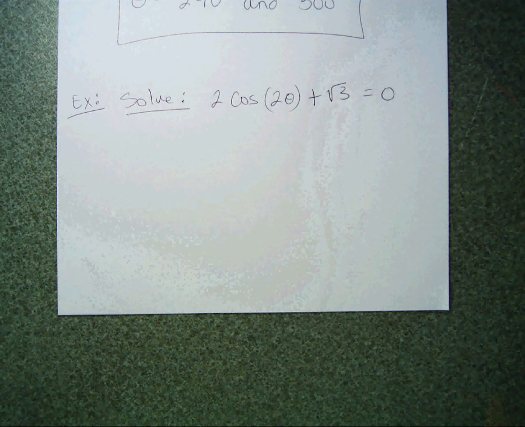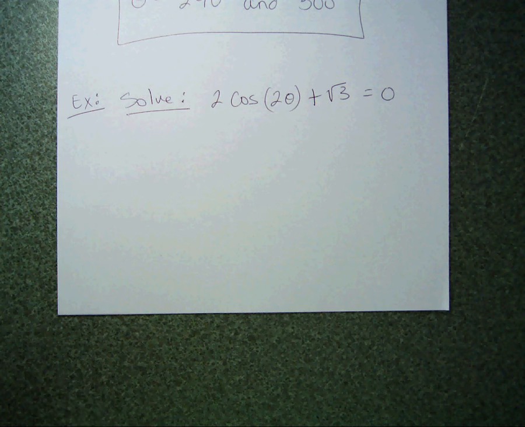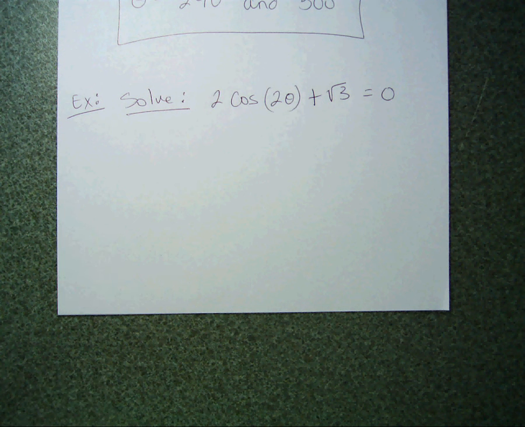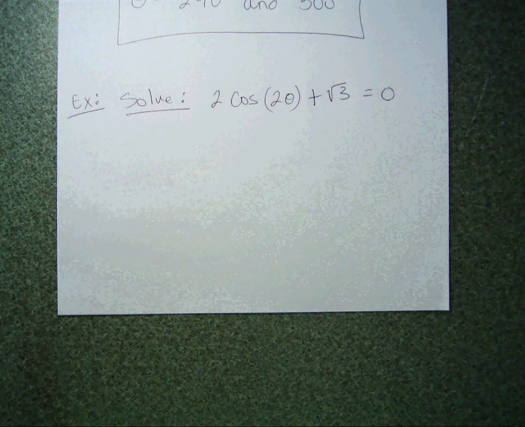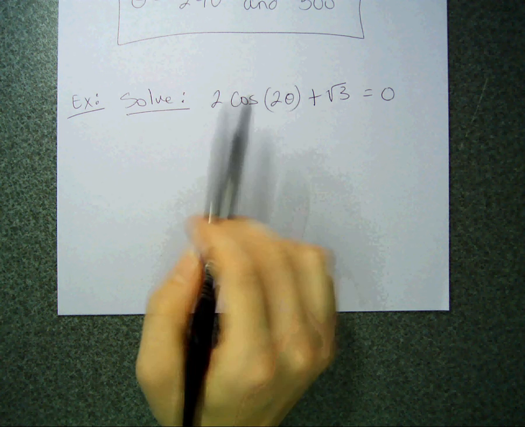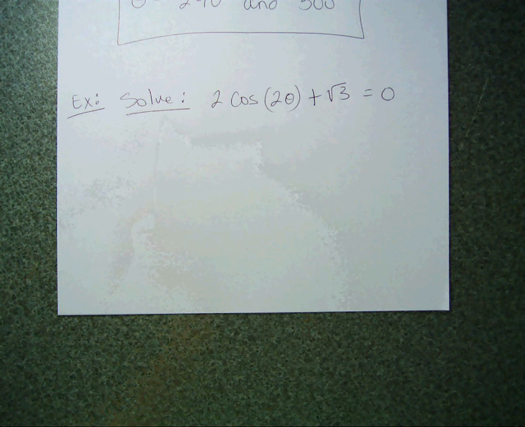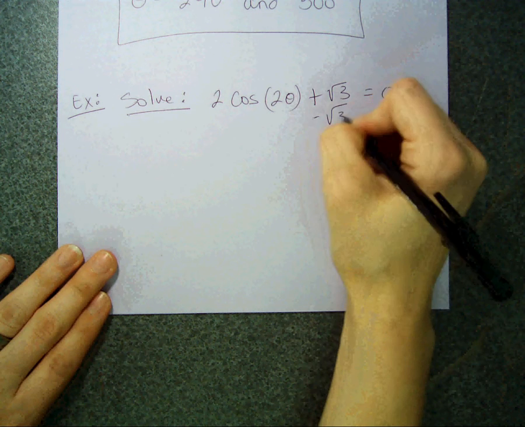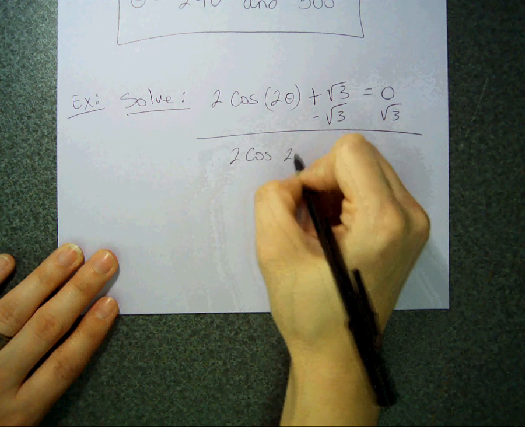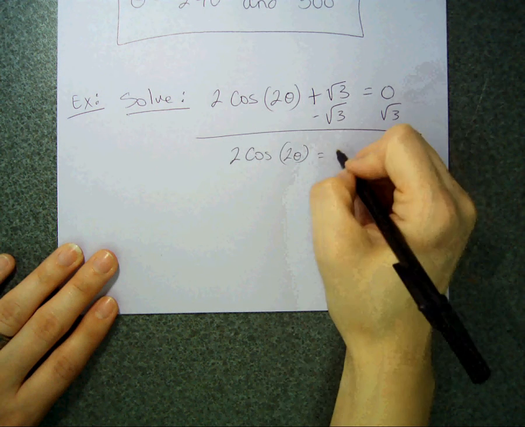I no longer have an interval, which means I'm no longer restricted to the unit circle. So I want to find every single value possible, looping around the unit circle as many times as needed. So very first thing, I have stuff on the outside. I need to get my trig function all by itself, so I'm going to subtract square root of 3 from both sides. And divide both sides by 2.